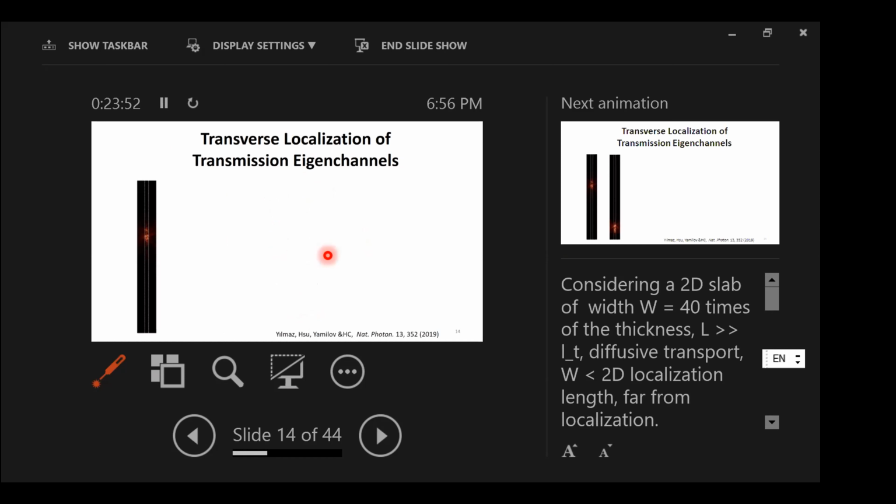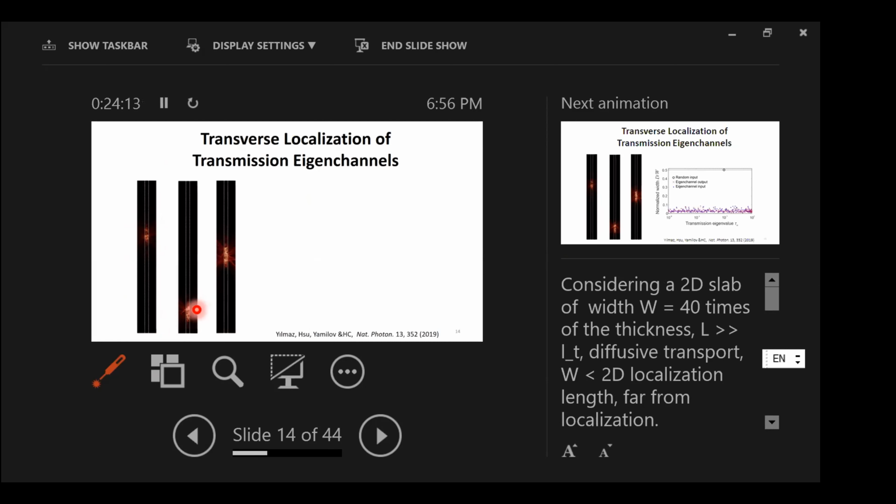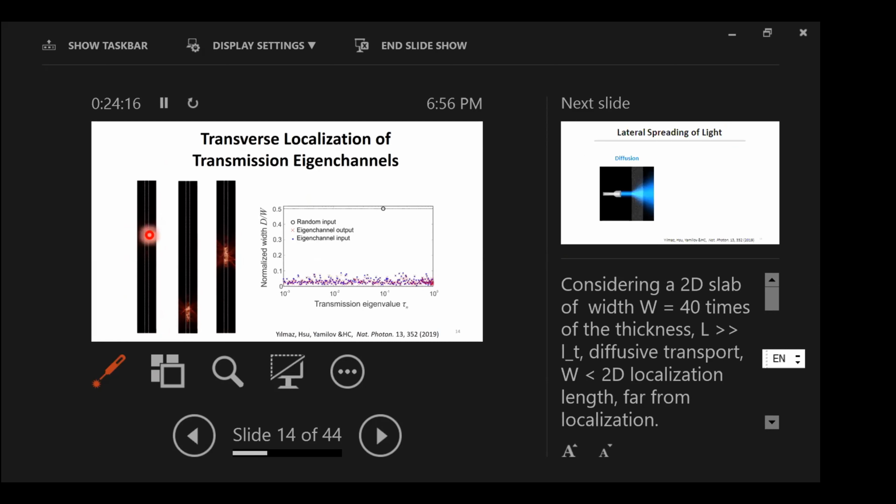So here are the transmission eigenchannels. This is a very large, very wide slab. Now you see these high transmission eigenchannels are not spread over the entire slab, otherwise they would leak out. They are actually spatially localized at some particular regime. Another one is here, another one is here, another one here. So basically, we find that for a very wide slab, the transmission eigenchannels are localized.